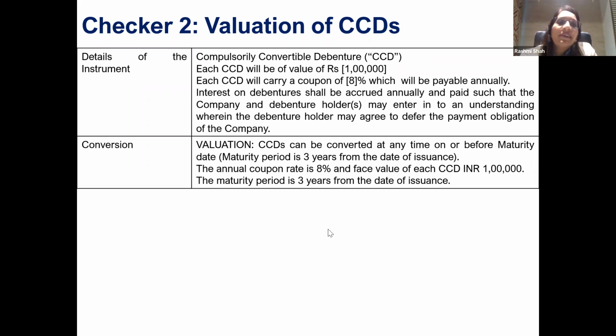This is the second exercise. There are CCDs, and each CCD has a value of 1 lakh. It has a coupon of 8% payable annually. The conversion option says that the CCD can be converted at any time on or before maturity, and the maturity period is 3 years from the date of issuance. So the annual coupon is 8%, the face value of each CCD is INR 1 lakh, and the maturity period is 3 years.